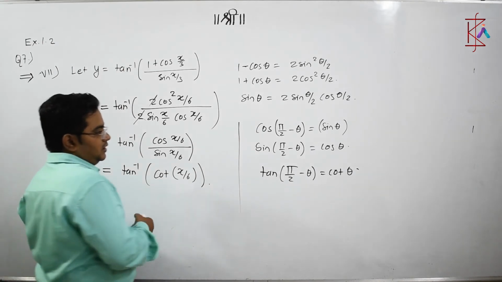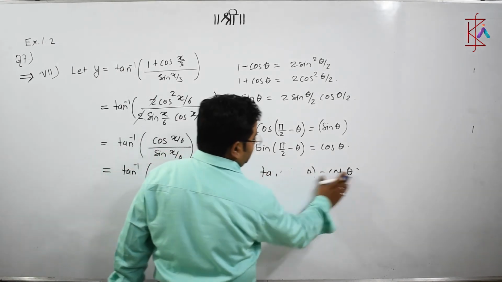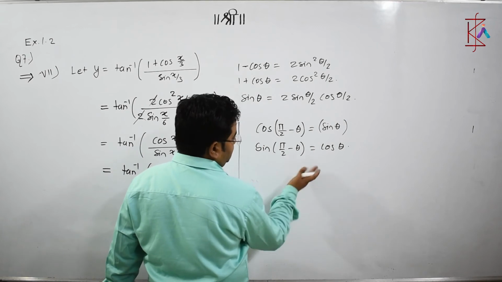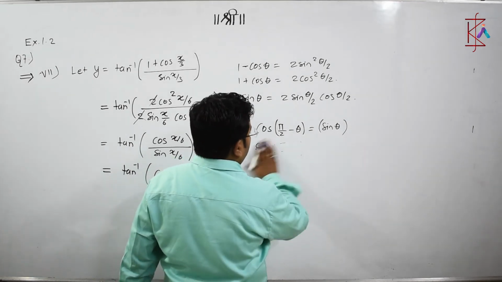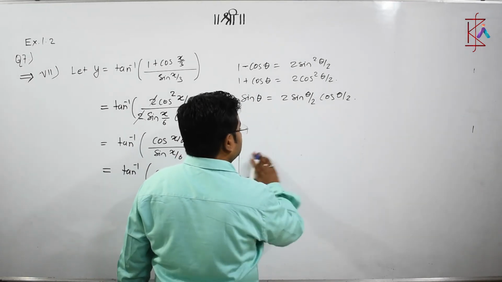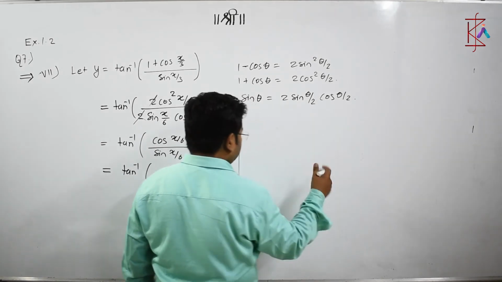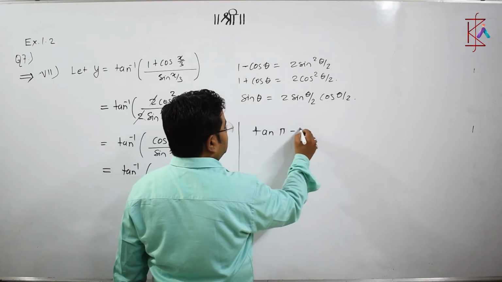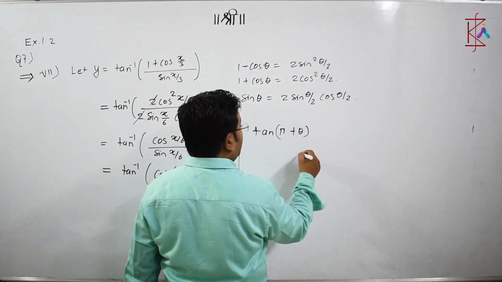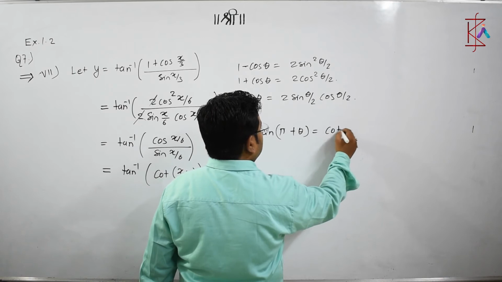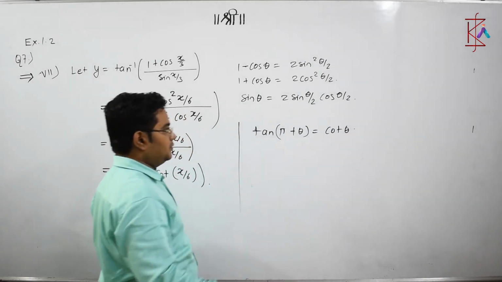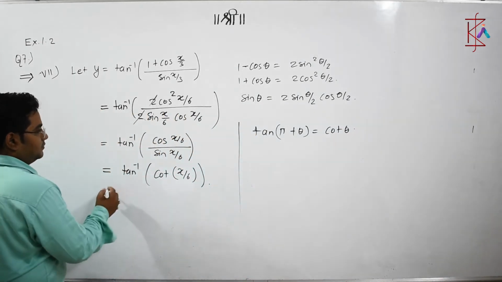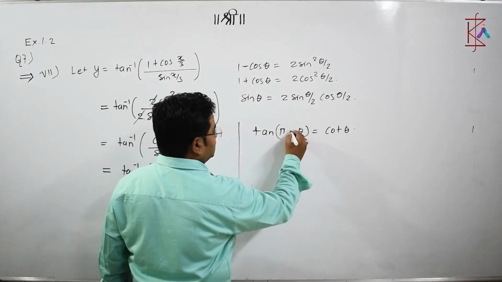Here again we can have another formula instead of this. This is what we learned earlier. Instead of everything, just remember one chart. Within that chart, tan(pi plus theta) is equal to cot theta. Remember this, that will be helpful for you. Sorry, minus is okay, good.